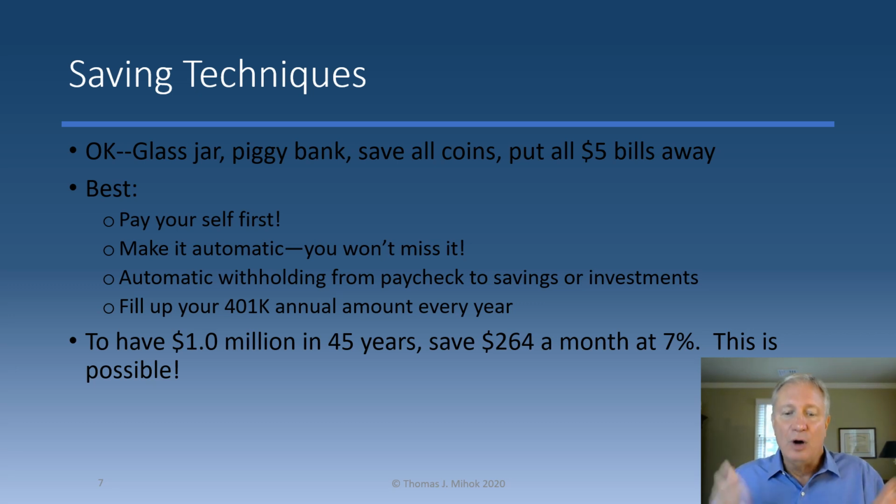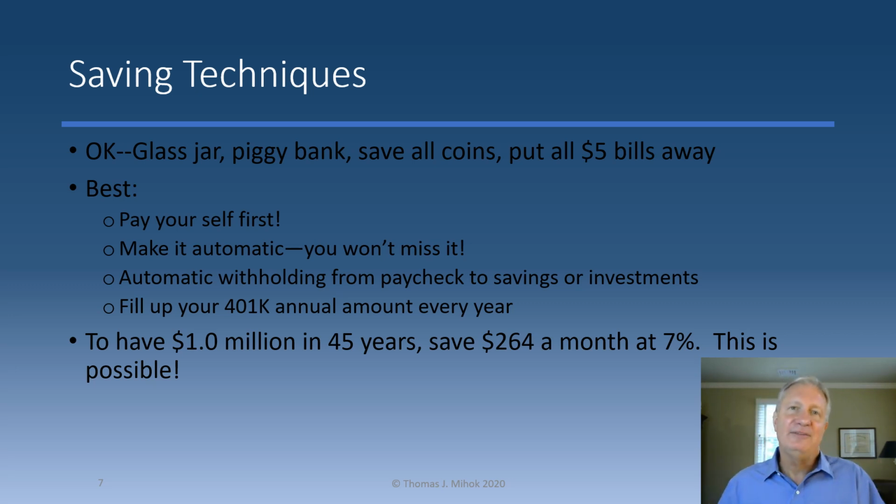You won't miss it. So automatic withholding from your paycheck, have it go right to savings, right to investments, and fill up your 401k every year if you can. Fill up the maximum amount. You won't miss it. And after 15 years, 10 years, 5 years, you'll have assets that you couldn't believe. In fact, you could have $1 million.